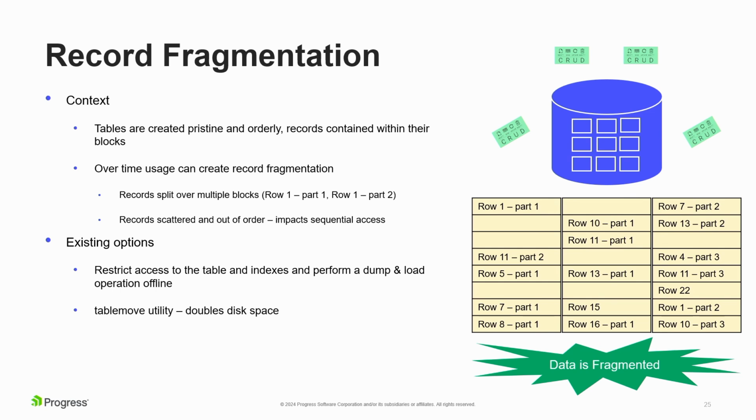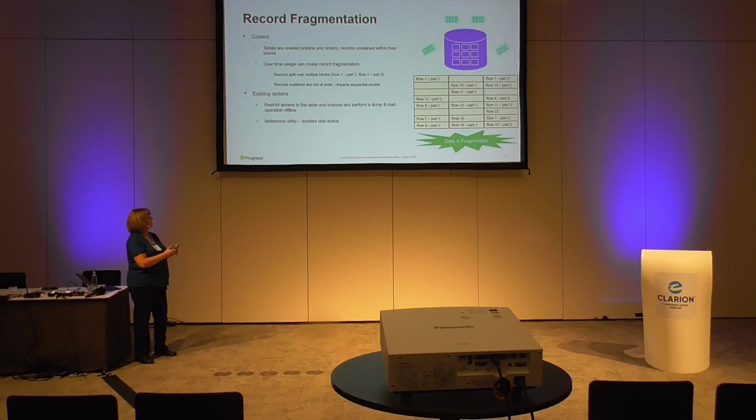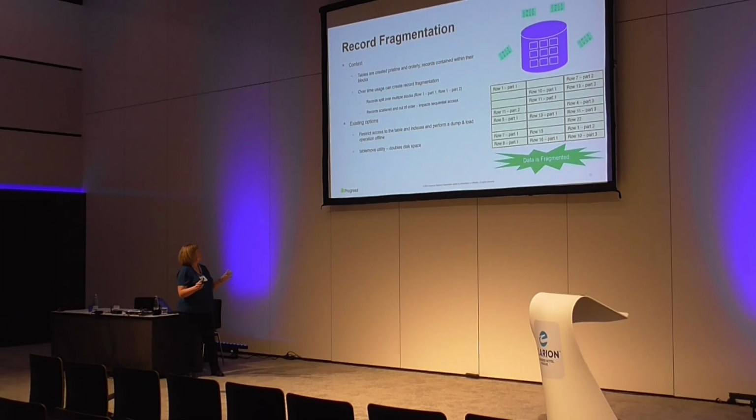There's holes, stuff gets deleted, and so we lose all that nice, orderly, easy to traverse stuff. Now, we've had existing options to deal with this. One is that you could do a dump and load. However, you were going to have to restrict access to your table and indexes, which means things can't be used at that time. Or you could have used the table move utility, and that would double your space because you now have 2 copies of that table.